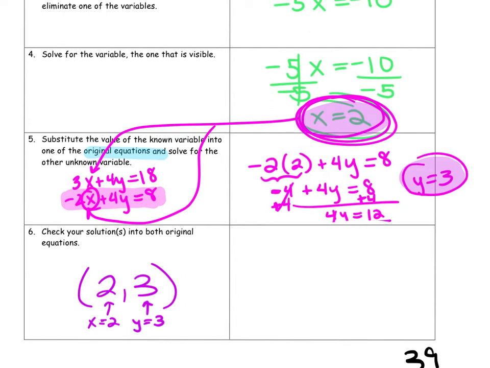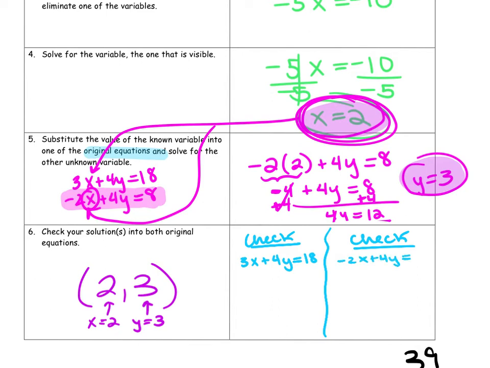So I'm just erasing that for some space. So let's do the check. We got to check both equations. You cannot just check one. You got to do both. I don't care if it works for just one of them. It has to work for both of them. For it to satisfy one is not enough. It needs to satisfy both equations.